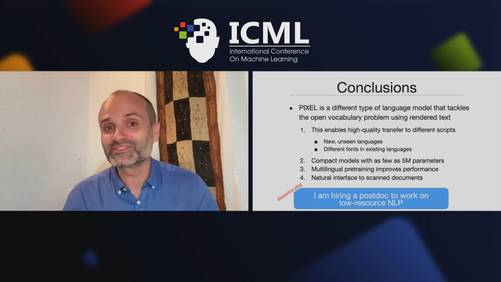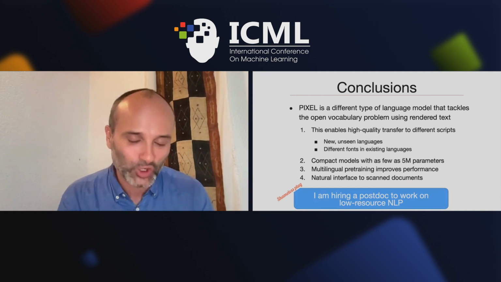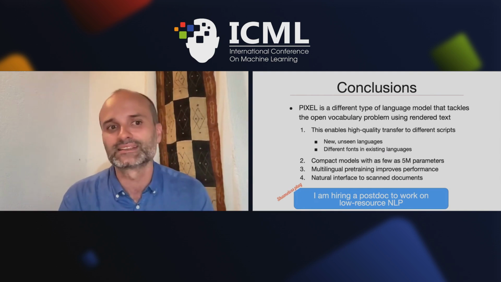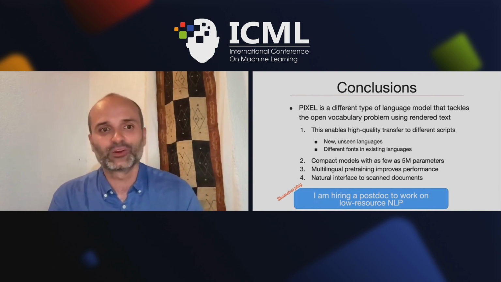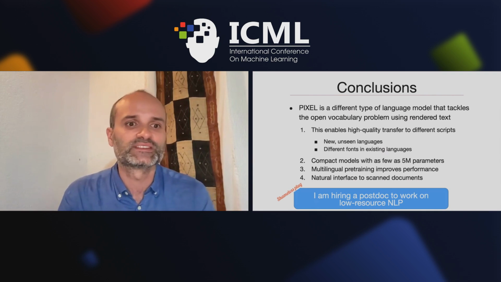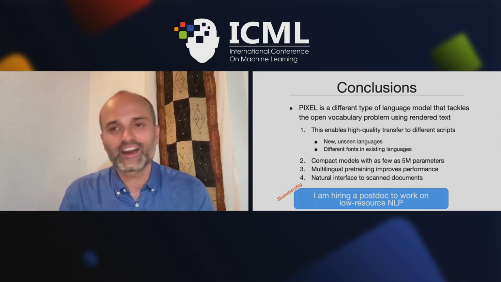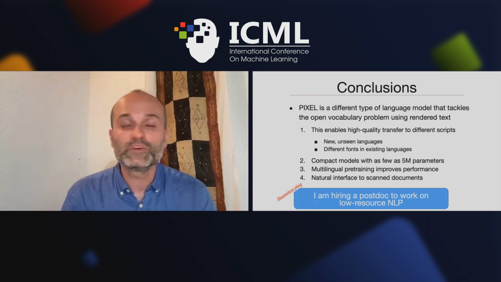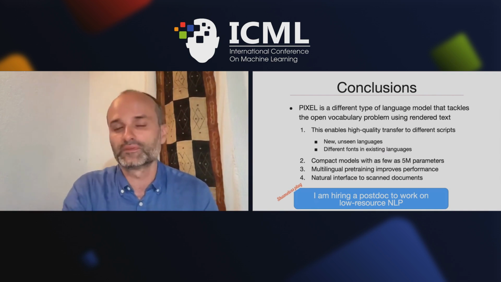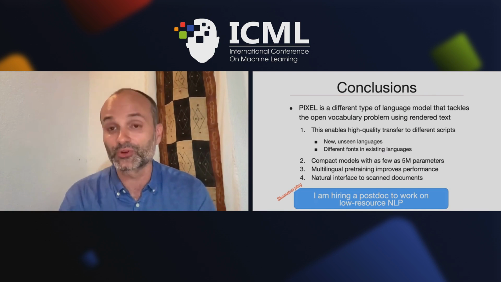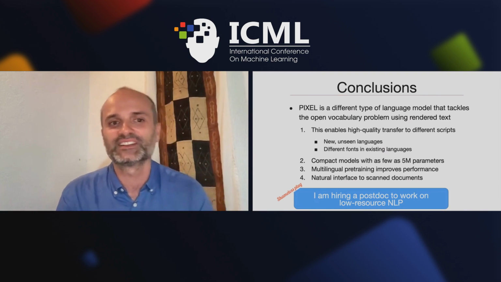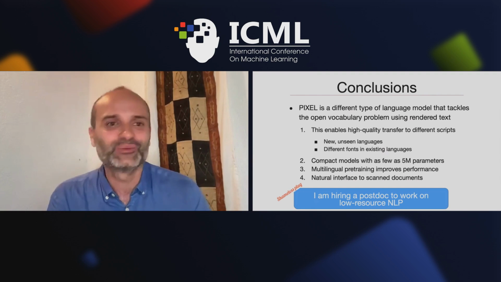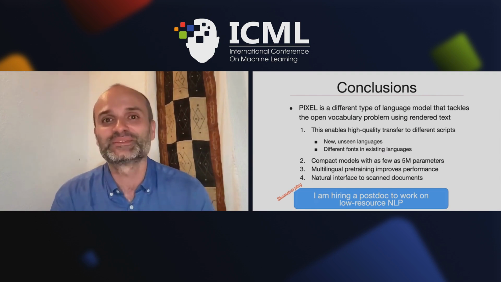Pixel, which I've spoken about exclusively today, is a really different type of language model that tackles the open vocabulary problem using rendered text. This enables high quality transfer to different scripts, new unseen languages, and different fonts even within existing languages. We can have compact models with as few as 5 million parameters without distillation. And we found that multilingual pre-training improves performance beyond English-only pre-training. So there is a lot further to go here. And it can provide a nice natural interface to working with scanned documents. With that, I will thank you once again, and I'm happy to take some questions.